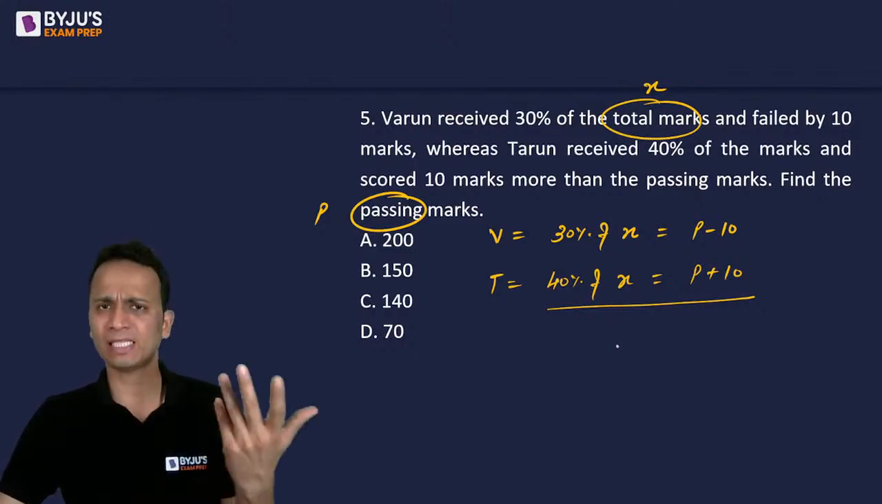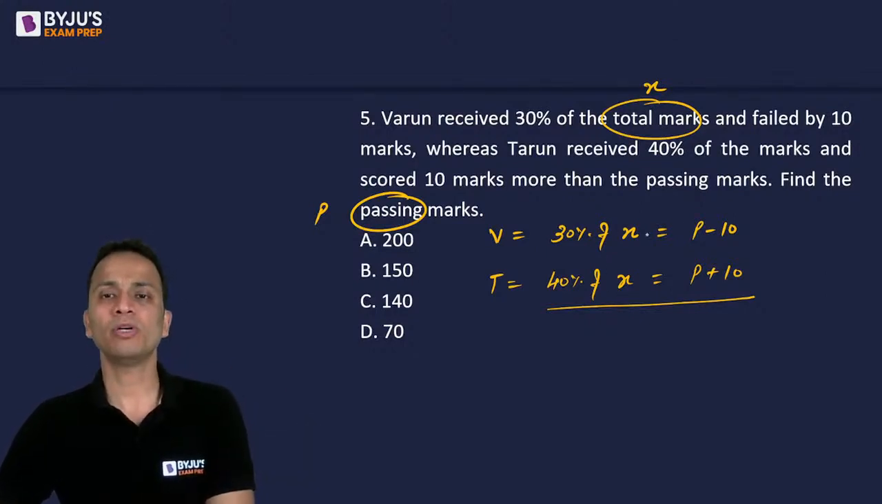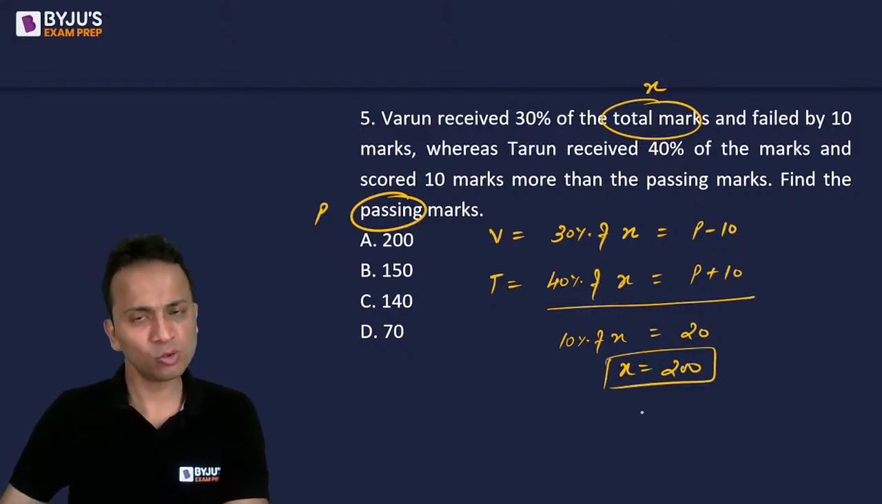ठीक है? So x की value पहले निकाल लेते हैं. So difference ले लो. 10 percentage of x will be equal to 20. So x का वैल्यू कितना आ जाएगा? 200. So total marks comes out to be 200.